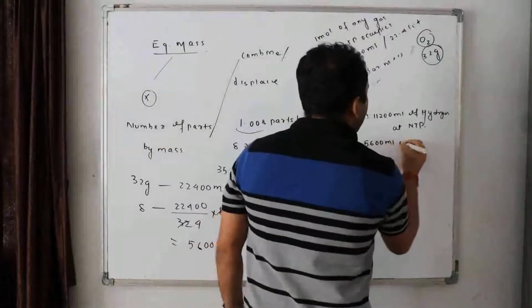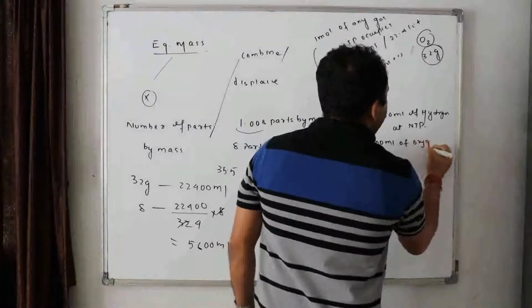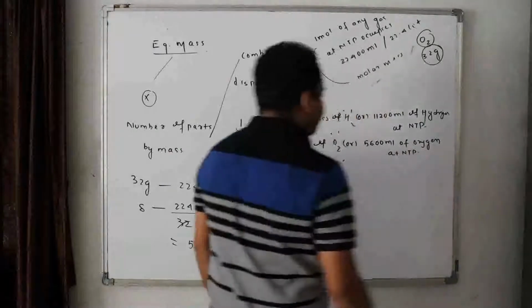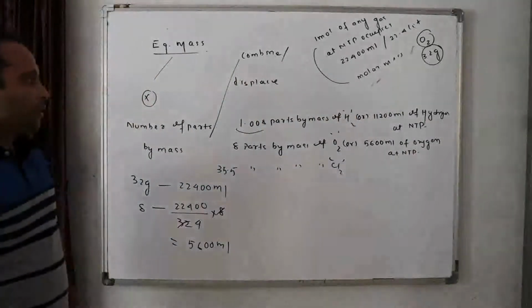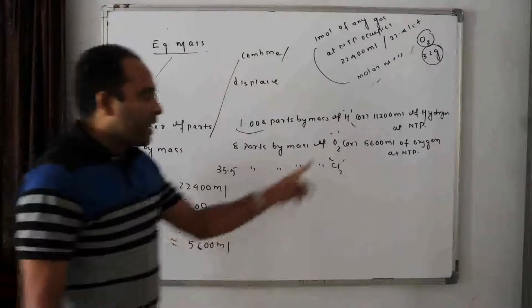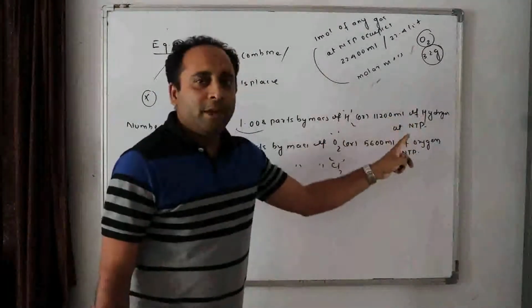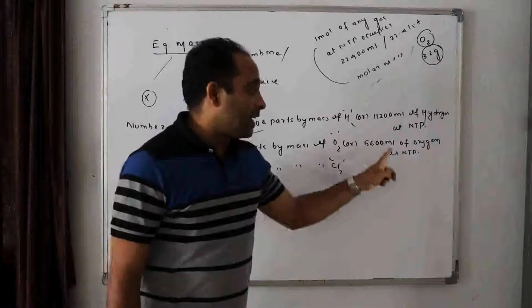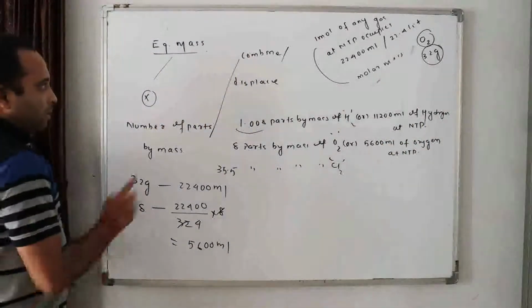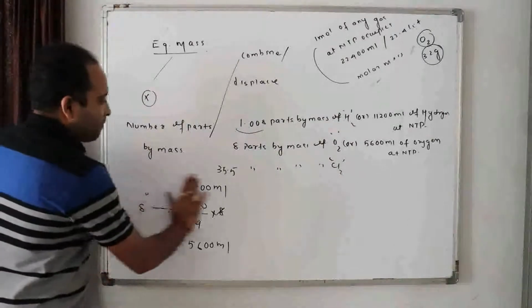Now tell me, so 8 parts by mass of oxygen can be written as 5600 ml of oxygen at NTP. Clear? Did you find any mistake in this? Or I can say 11.2 liters of hydrogen at NTP, or 5.6 liters of oxygen at NTP. Easy? Now, same concept. Let me rub this.